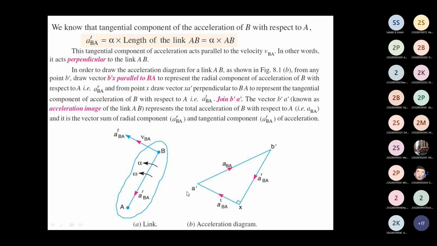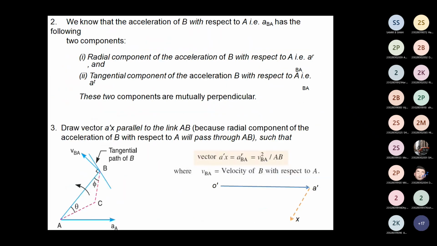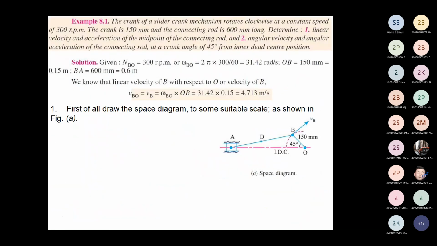Okay, I am also keeping some rules that I will discuss one by one. Another thing: in the space diagram we indicate with capital letters. In the velocity diagram it is with small letters, but whenever talking about the acceleration diagram, it is indicated with dashed letters. Now, there are some equations and some rules that I discussed.